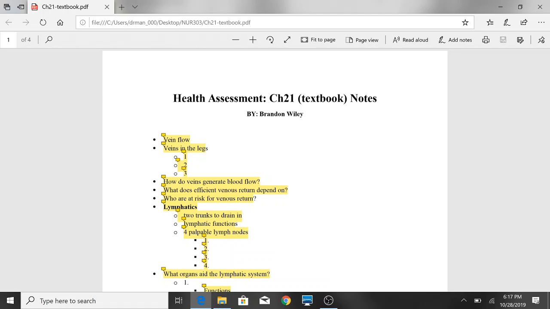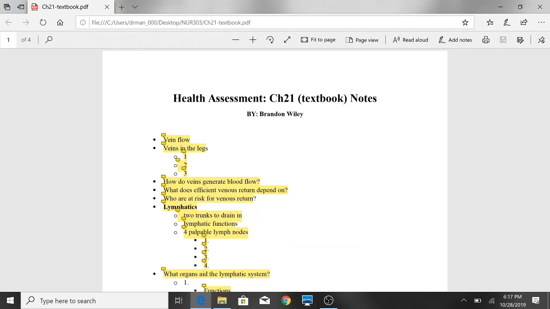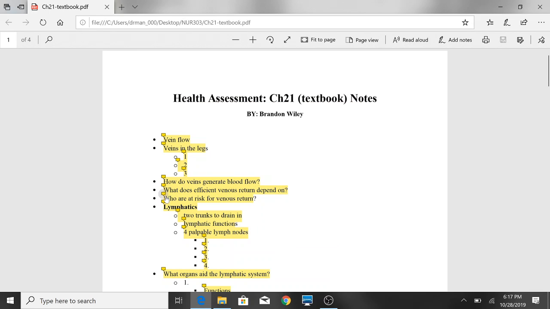Let's talk about how veins generate blood flow. Three ways: skeletal muscles contracting, breathing, and intraluminal valves. What does efficient venous return depend on? Now, some of these I may not know, but we're going to try our best. I believe it's a patent lumen, competent valves, and contracting skeletal muscle. Who is at risk for impaired venous return? People who do not move much.